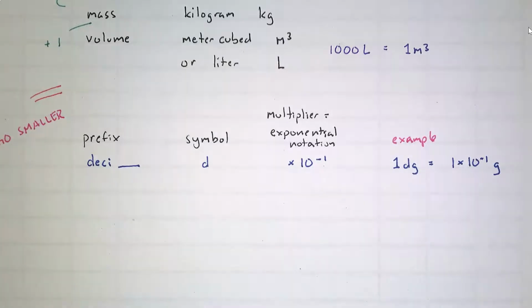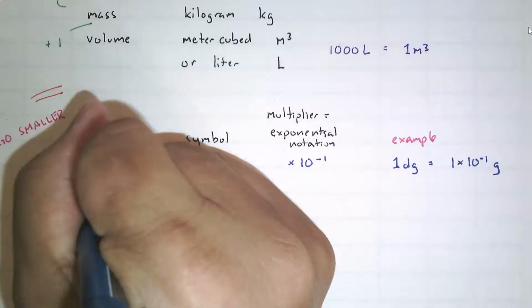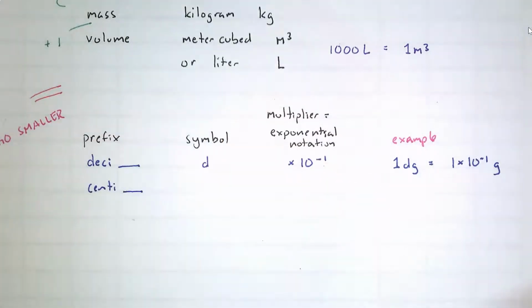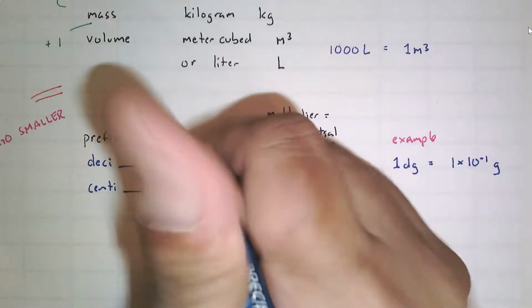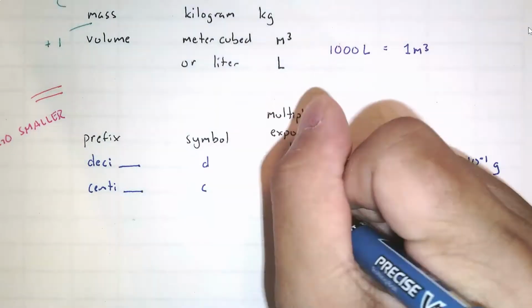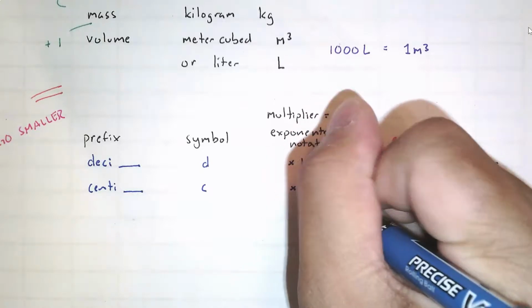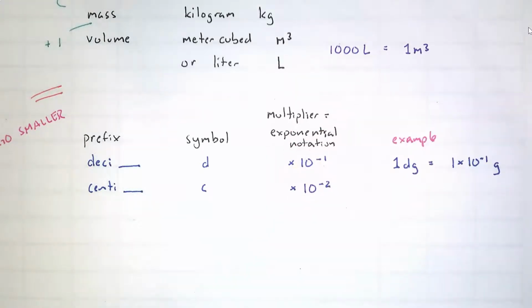Let's take a prefix that you're even more familiar with. Let's take centi. We could do centigram, but I think you're more comfortable and you could visualize better centimeter. The symbol is c, and the exponent notation or multiplier is going to be 10 to the minus 2. If I ask you, what is the relationship between centimeters and meters? I think the vast majority of you, including myself, would say there are 100 centimeters per meter.